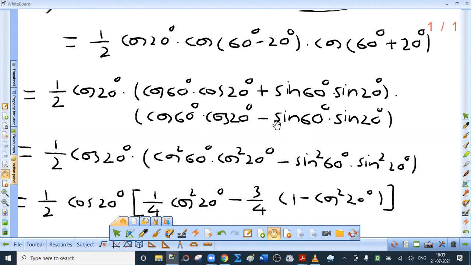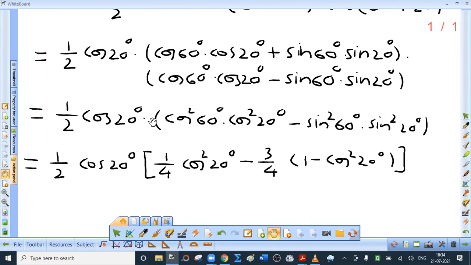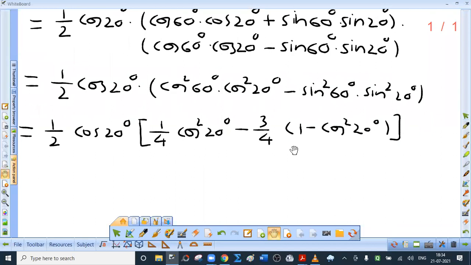Now a plus b into a minus b is a square minus b square. So half cos 20 into cos square 60 cos square 20 minus sin square 60 sin square 20. Now cos square 60 is 1 by 4, cos square 20 as it is. We want this entirely in terms of cos. So sin 60 is root 3 by 2, so sin square is 3 by 4. Now this sin square 20 degree is written as 1 minus cos square 20 degree.